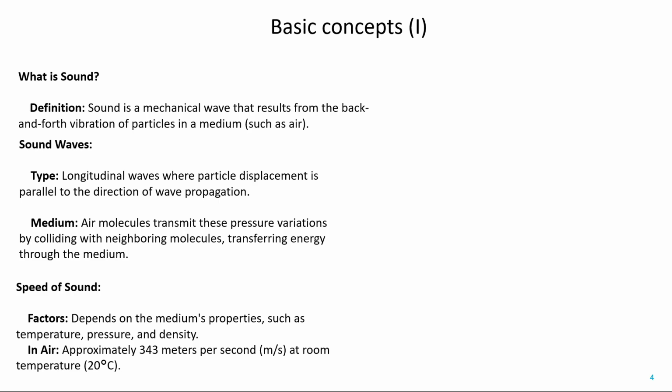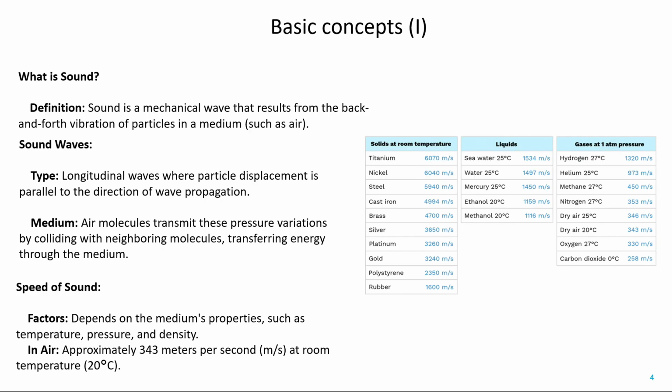The speed of sound depends on the medium properties: its temperature, pressure, and density. As shown in the table, sound travels at different speeds through solids, liquids, and gases. In air, a crucial value that we will use in this tutorial is the speed of sound at room temperature, which is 20 degrees Celsius, and is equal to 343 meters per second. We will use this value in our calculations.